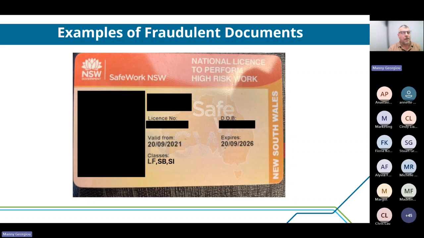All righty, here's an interesting one. Can anyone see what the problem is with this one? Right, and this is one of our more clever ones, and you can see the difference in font between license number and date of birth. Yeah, absolutely right on the money.